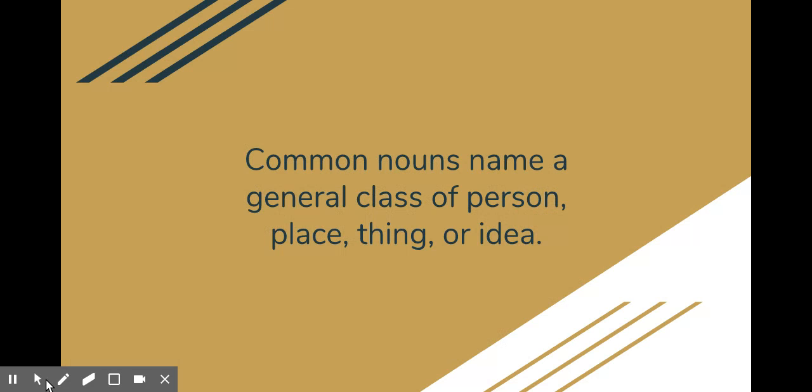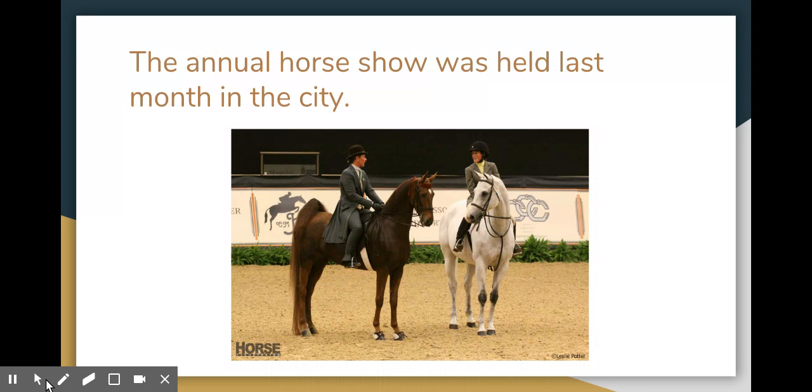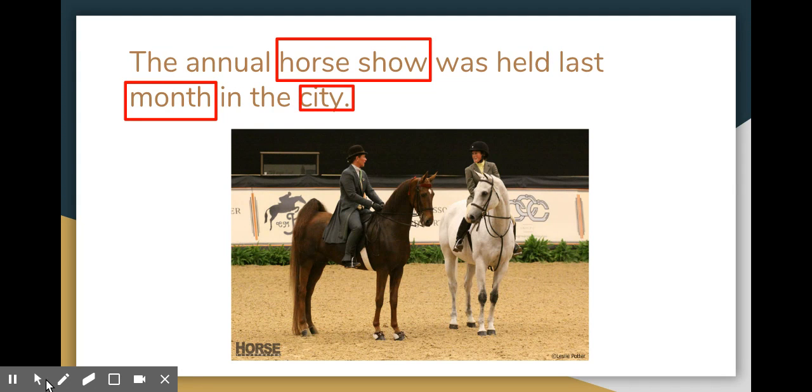Common nouns name a general class of person, place, thing, or idea. Okay. The annual horse show was held last month in the city. Okay, so really we're kind of looking at the opposite from the first example. Horse show is our first noun that we want to look at. It is common. Then we have month. It didn't tell us a specific month, so it is common. Same with city. It's not giving us a specific city, so it's a common noun.